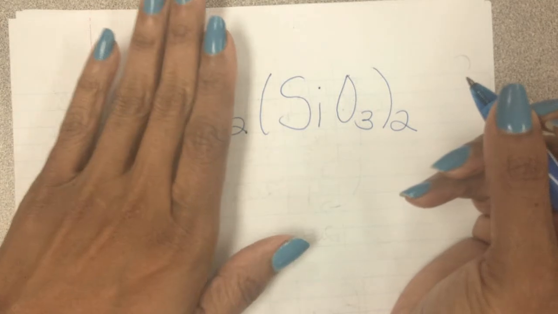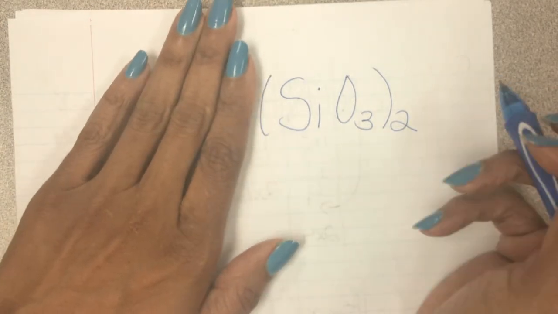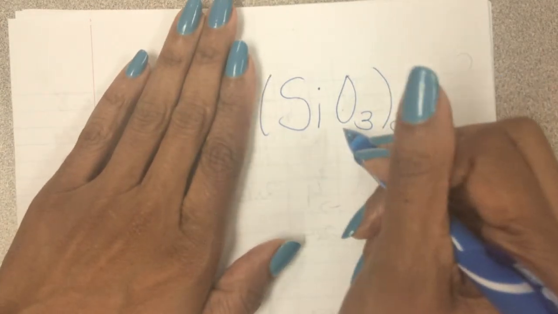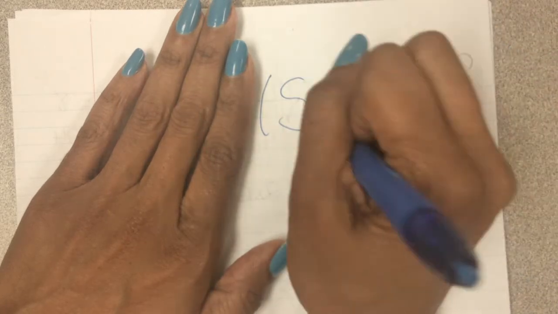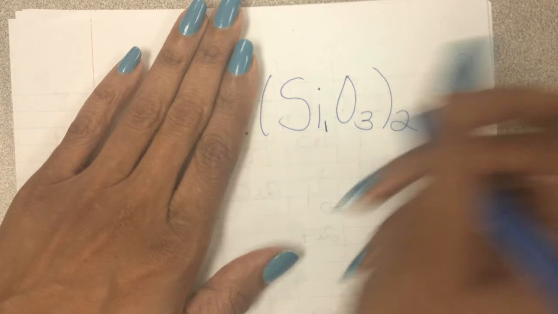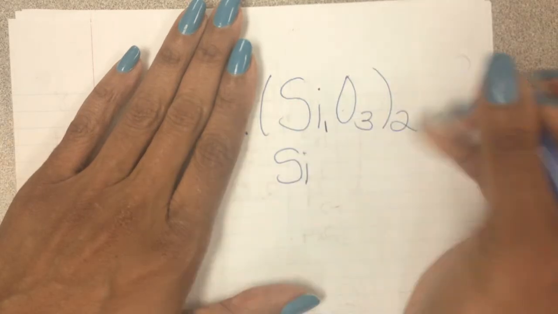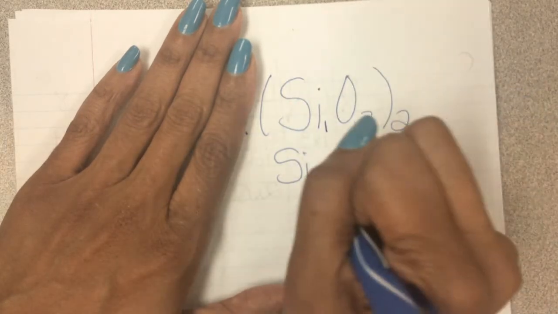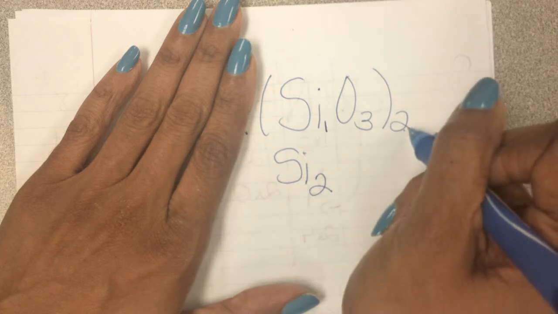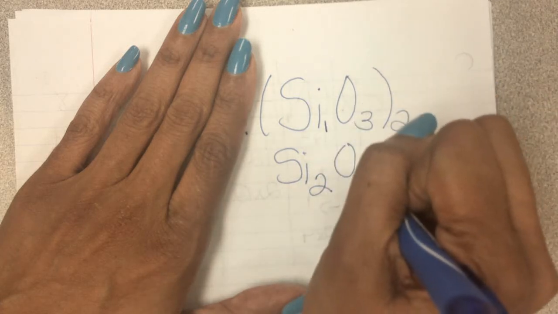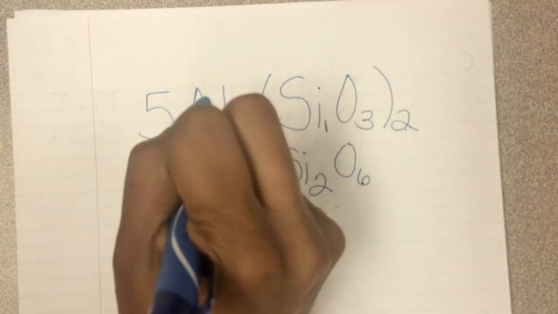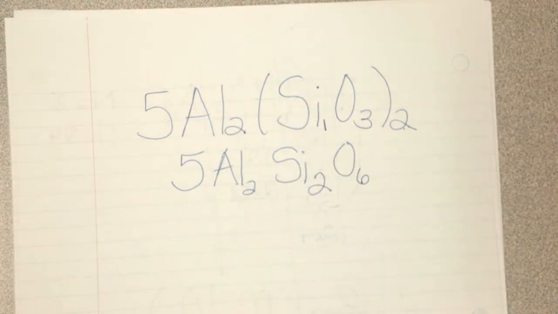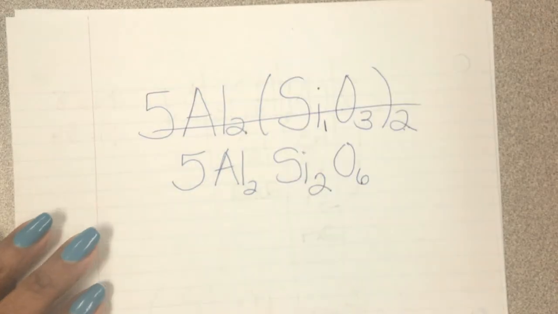Okay, so we're going to ignore this first and deal with our parentheses. So the 2 gets multiplied by every subscript. So if there's no subscript, that's 1. So for Si, 2 times 1 is 2. For the oxygen, 2 times 3 is 6. Then I bring in my Al. Okay, so now I've gotten rid of my parentheses.